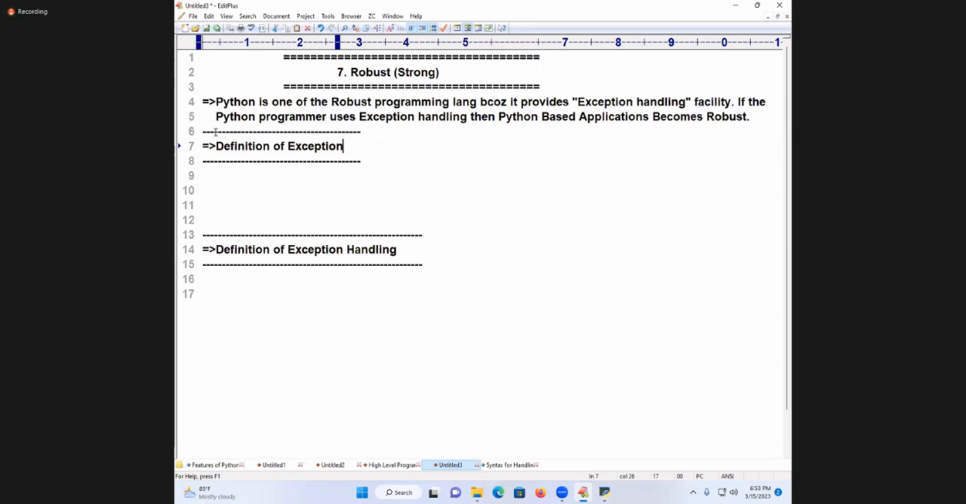Ordinary, extraordinary. Extraordinary, not ordinary. Not like that. Valid input gives valid output. Invalid input gives exception. Understand? Tell me, what is the definition of exception?